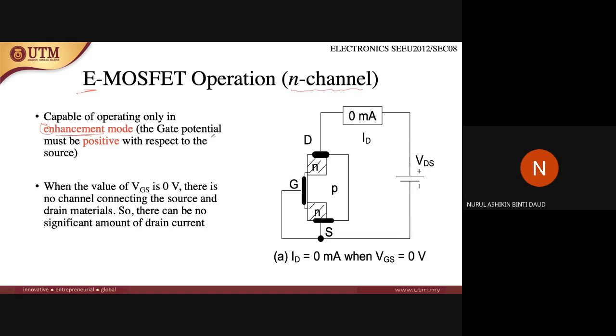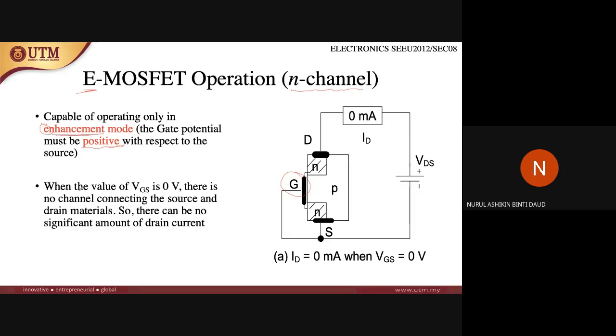So in enhancement mode, the potential at the gate must be positive with respect to the source. So the gate and source here should be positive, right? It means that if the gate-source potential is positive, the MOSFET is in the enhancement mode.